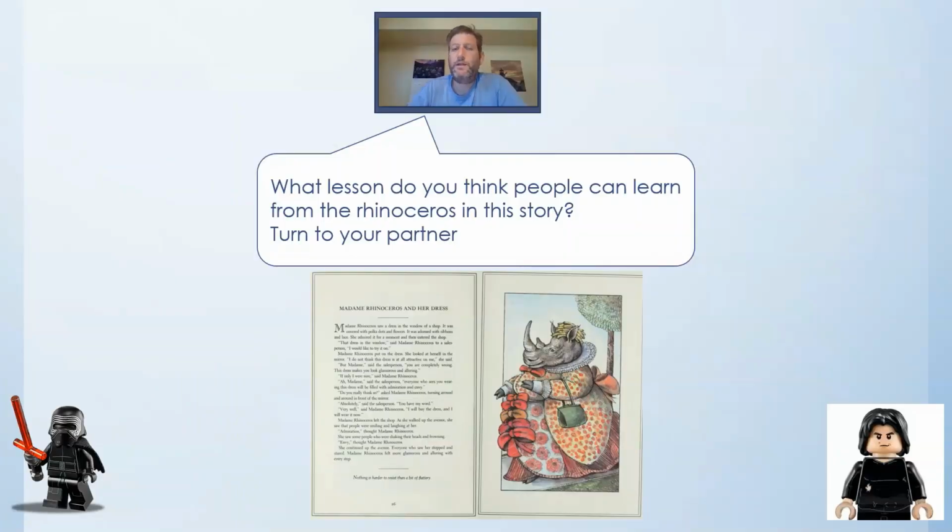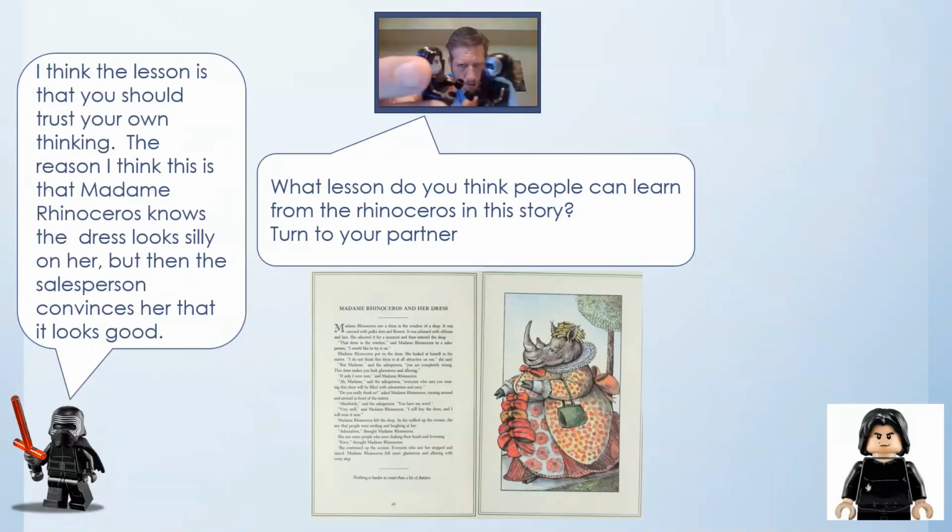What lesson do you think people can learn from the rhinoceros in this story? Turn to your partner. I think the lesson that should be learned is that you should trust your own thinking. The reason I think this is that Madame Rhinoceros knows the dress looks silly on her, but then the salesperson convinces her that it looks good. Interesting.